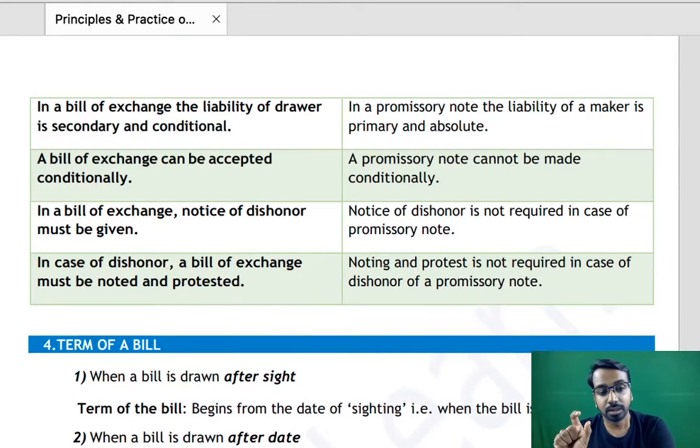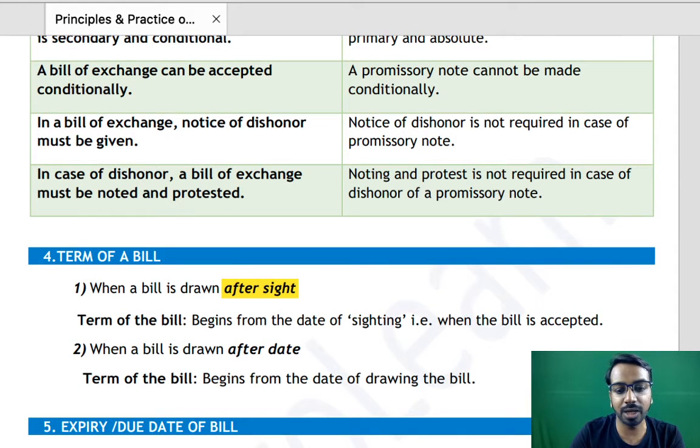Then there are two types in which a term can be defined. One, a bill is drawn after sight. After sight means the term of the bill begins after the date of sighting or when the bill is presented. That is one category. The other category is a specific date being specified on the bill. So it could be 30 days, it could be 1 month. Now depending on the duration or the term of the bill, we need to count when will be the due date and how many days of grace we'll add and what will be the final due date, right? So always keep this in mind. 3 days of grace are mandatorily to be added.